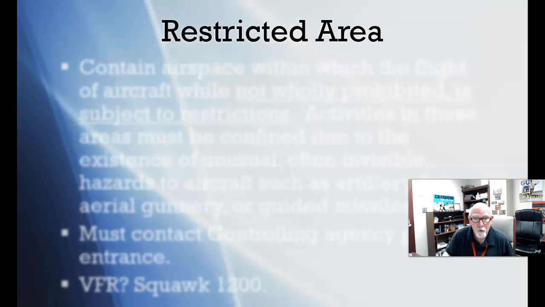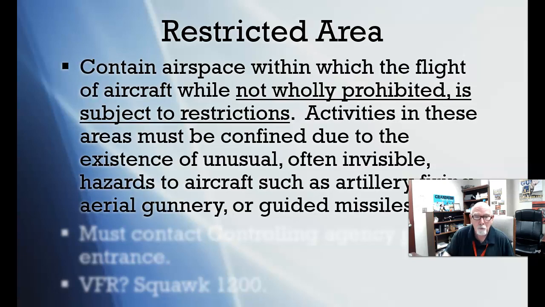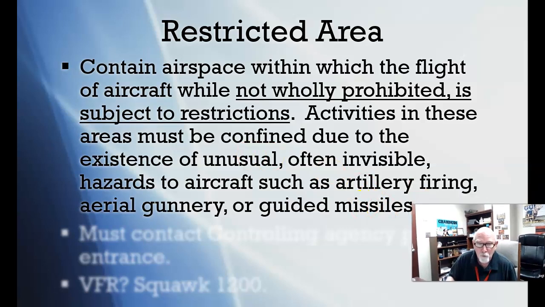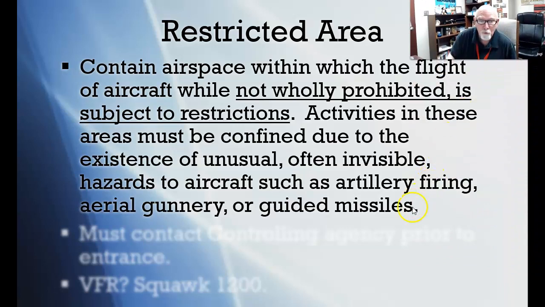A restricted area is an area that contains airspace where the flight is not wholly prohibited, but it is definitely subject to restrictions. Activities in these areas must be confined due to the existence of unusual, sometimes invisible hazards, such as artillery firing, aerial gunnery, guided missiles. You kind of don't want to find those kind of things while you're flying along.